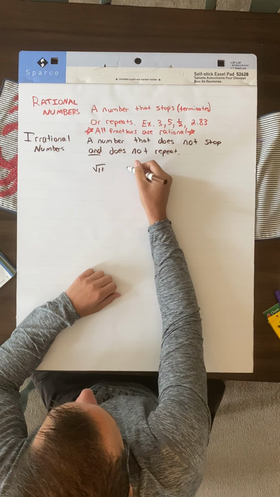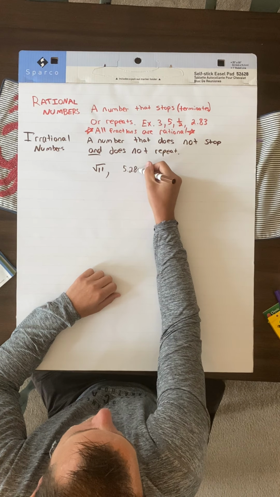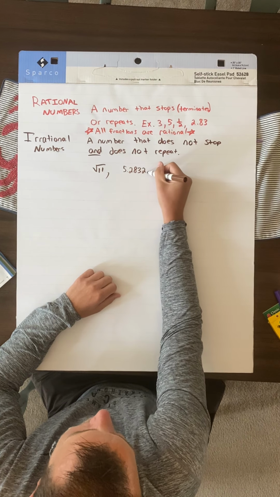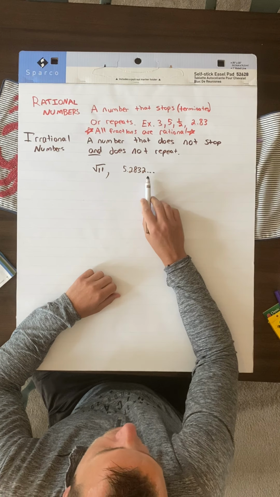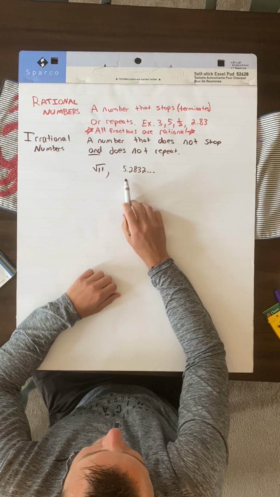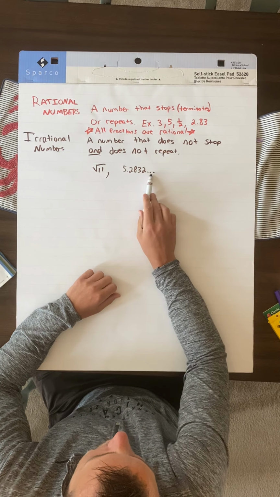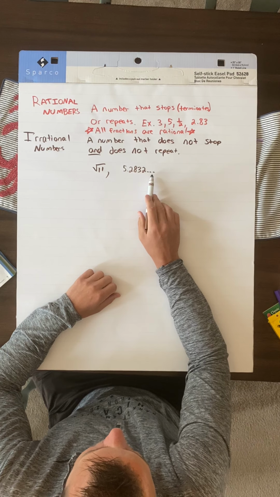Another example would be 5.2832... Remember, this ... means it's going to go on forever. So for this example here, this number does not stop because it got the ... and it does not repeat.